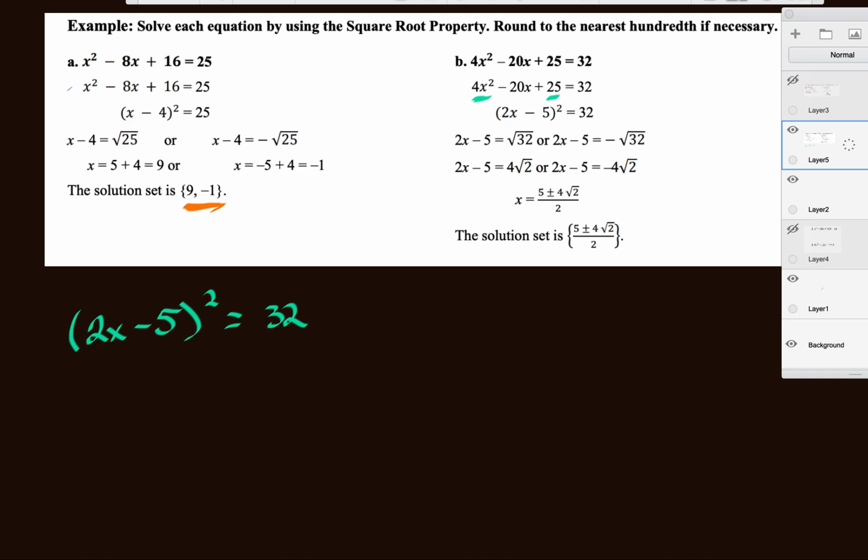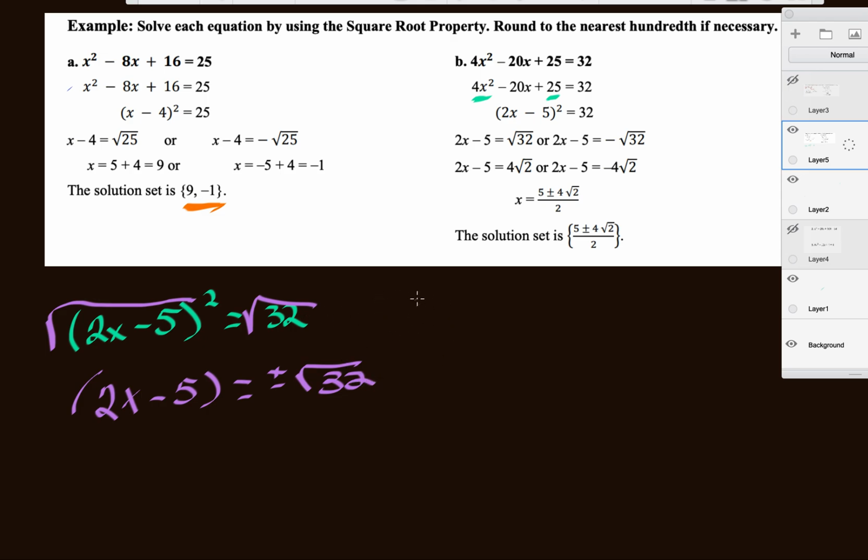When we take the square root, and I'm about to take the square root right now, let's use this color here. We'll take the square root of this, and we'll take the square root of this. Obviously, this just gets rid of that square. So we have 2x minus 5, and that's going to be equal to plus or minus the square root of 32.